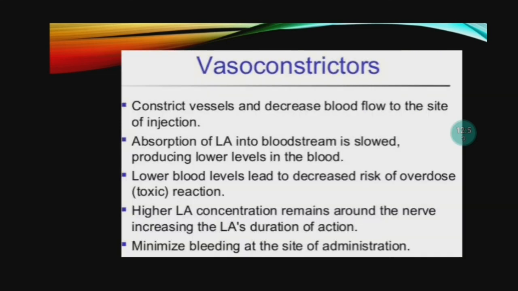Vasoconstrictors constrict vessels and decrease blood flow to the site of injection. Absorption of LA into the bloodstream is slowed, producing lower levels in the blood. Lower blood levels lead to decreased risk of overdose toxic reaction. Higher LA concentration remains around the nerve, increasing the LA's duration of action. They also minimize bleeding at the site of administration.